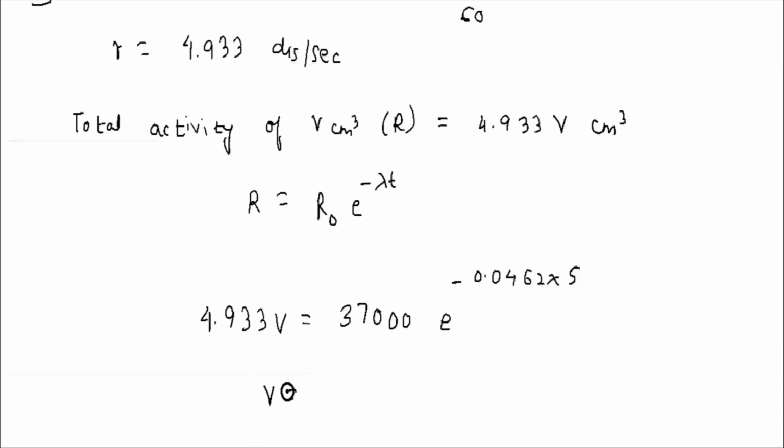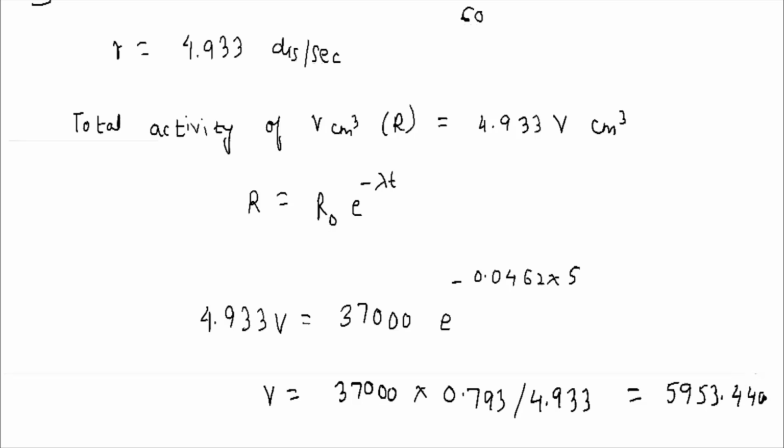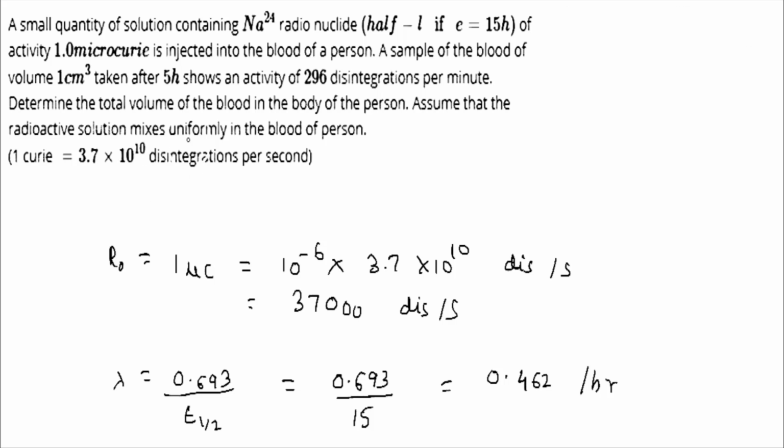So what would be the value of V? It is 37000 e to the power, this factor has a value of 0.793, divided by 4.933, and the total volume V would be 5953.44 centimeter cube. We needed to find the total volume of the body, and it comes out to be 5953.44 centimeter cube. So hope you have understood the solution.